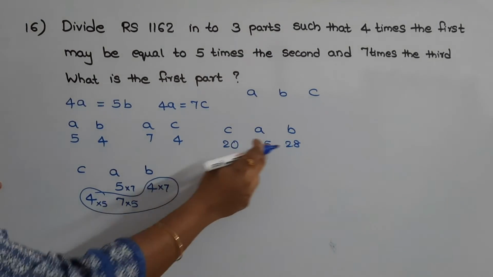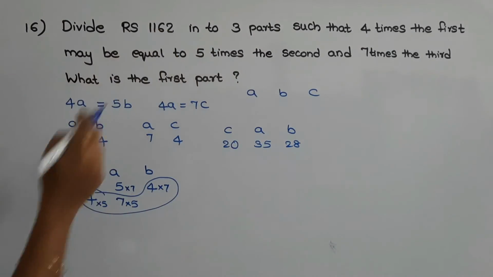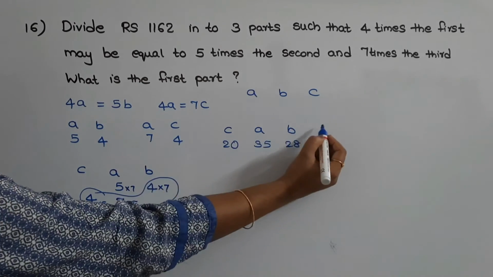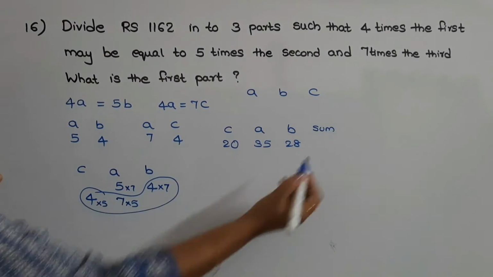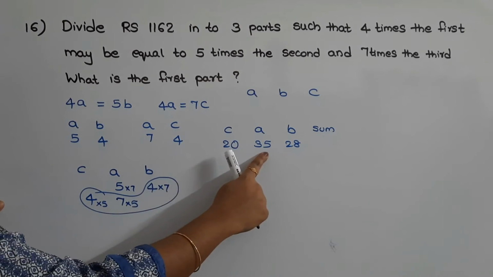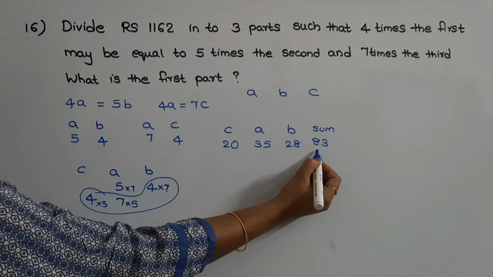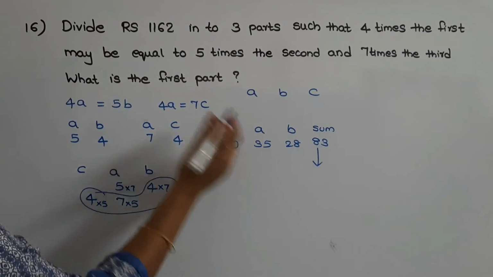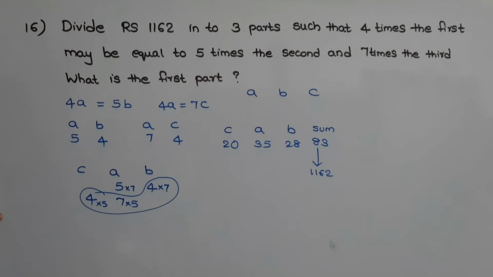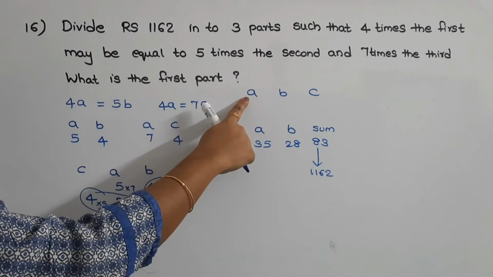So the sum of A, B and C is given as rupees 1162. So let us find out the sum of the ratios. The sum of the ratios of C, A and B will be 20 plus 35 plus 28, that is equal to 83. So we can represent this 83 as 1162. So we need to find out the value of the first part, which means we need to find out the value of A.